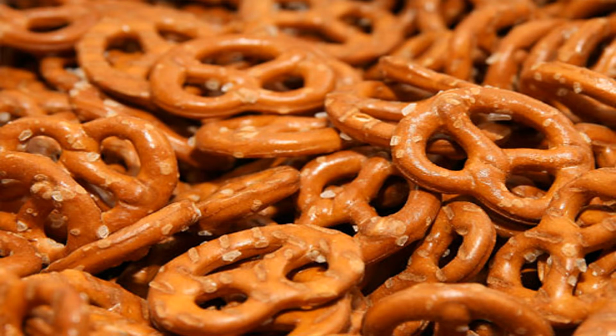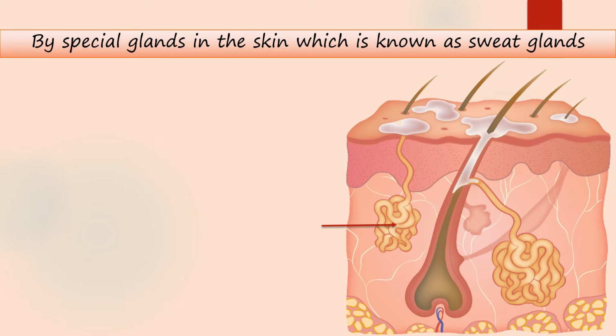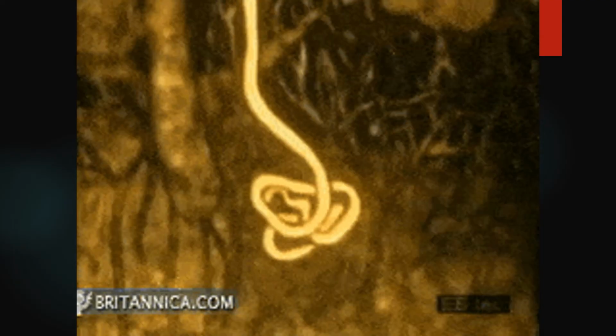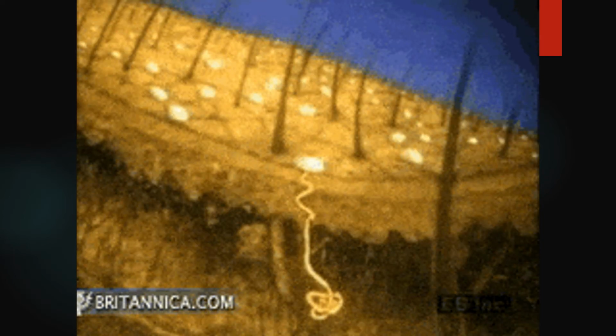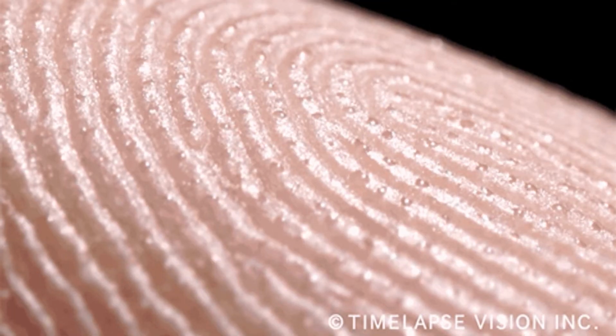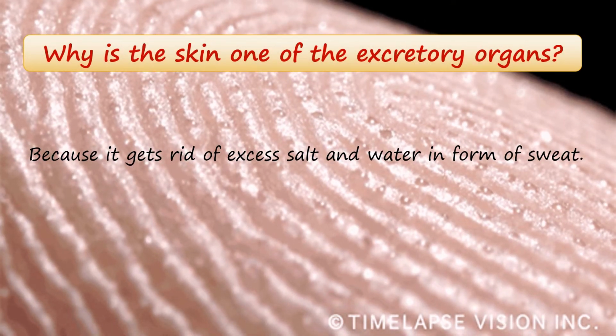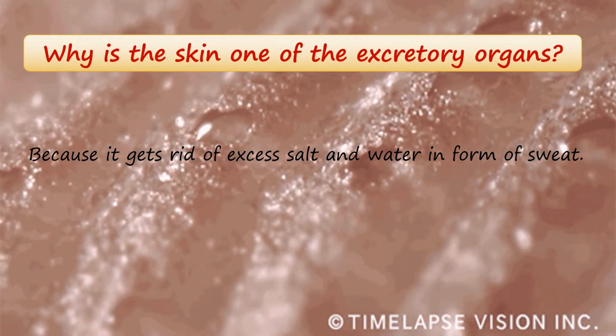What about the excess salts that we need to get rid of? Excess salts are expelled out by secreting sweat from the skin, by special glands in the skin which are known as sweat glands. Look at this picture. This is one of the sweat glands that are present under the skin. We have a lot of sweat glands under the skin to get rid of the excess salts. As you see, the skin is considered one of the excretory organs. But why? Because it gets rid of excess salt and excess water from the blood in the form of sweat.